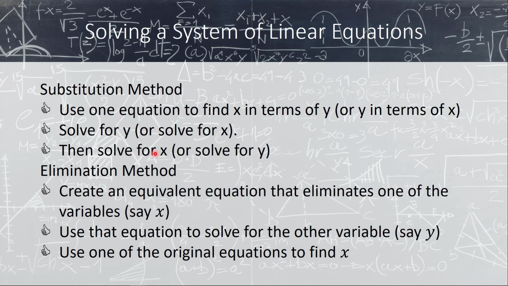Now, in the elimination method, what we're going to do is create an equivalent system by doing transformations on the equations to eliminate a certain variable, say x. Once we've done that, we will use that equation to solve for y. Once we have found y, we will then go back to one of the original equations, armed with our information about y, to figure out what x is. And of course, all this makes more sense if we actually do an example.